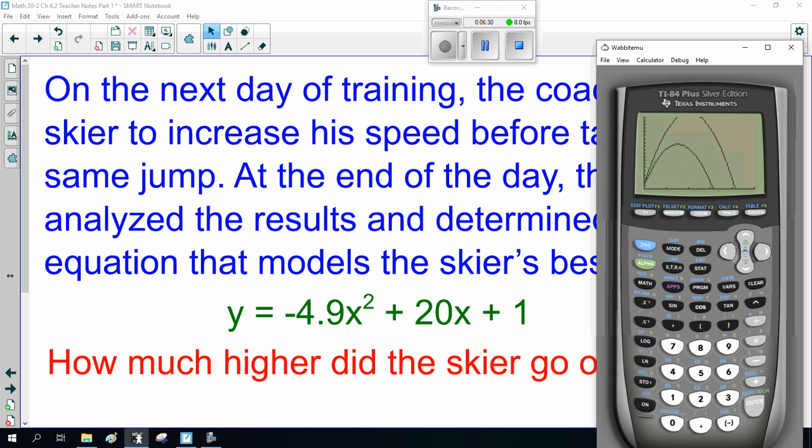Now, I can guess again, or I can go to table of values. Now notice I scroll over to the second table. And I scroll down. I'm getting 21.4 here. So I'm definitely getting above 20. 21.4, that's fairly, so I don't know. So I'm going to go 25. Now there's the skier's first jump. There's the skier's second jump. So how much higher did the skier go?